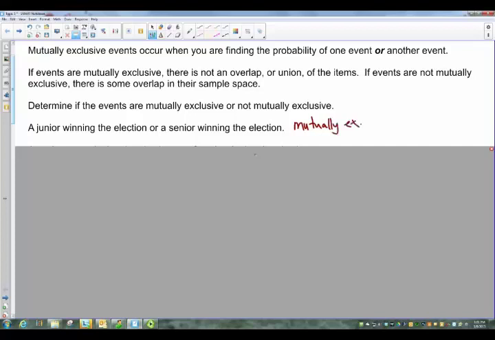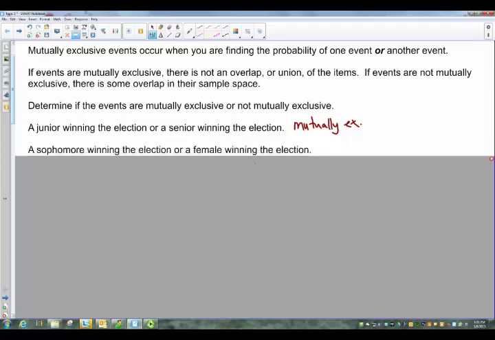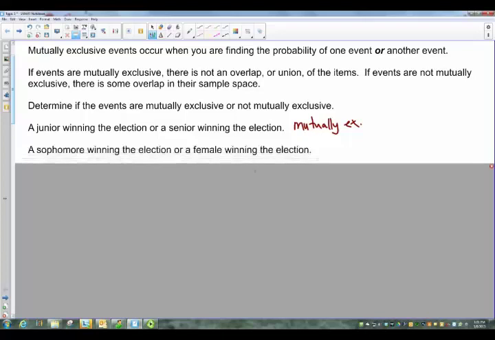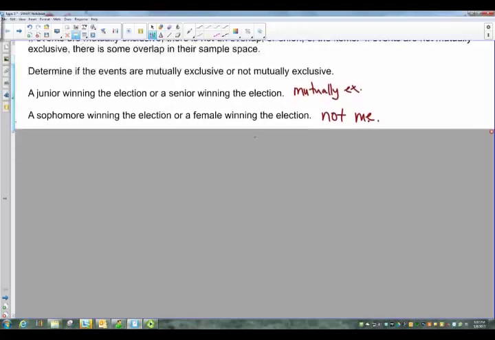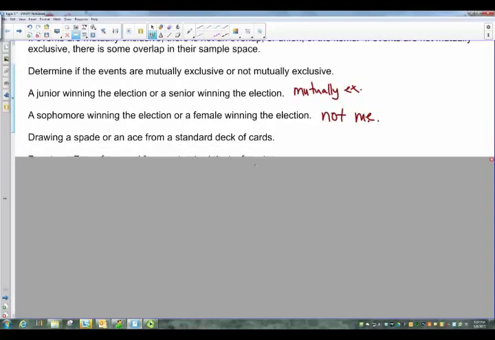because they are separate. Now, the second example says a sophomore winning the election or a female winning the election. If you really think about what this is telling you, you have a sophomore that wins the election or a female. Well, the question you have to ask is, can you have a female that is a sophomore? And the likelihood is, yeah, there are females that are sophomores. And so since you have the same type of person in both groups, they are not mutually exclusive. That's what you're looking at, trying to determine if there's any sort of overlap on these categories.